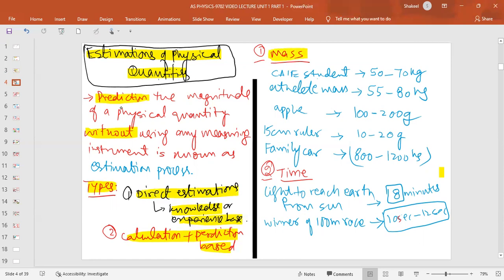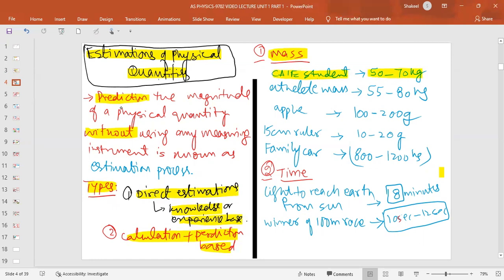So I have written some masses. Let's say, what's the mass of a CAIE student? A CAIE student is like between the age of 14 years to 18 years. So the average mass is 50 to 70 kg.